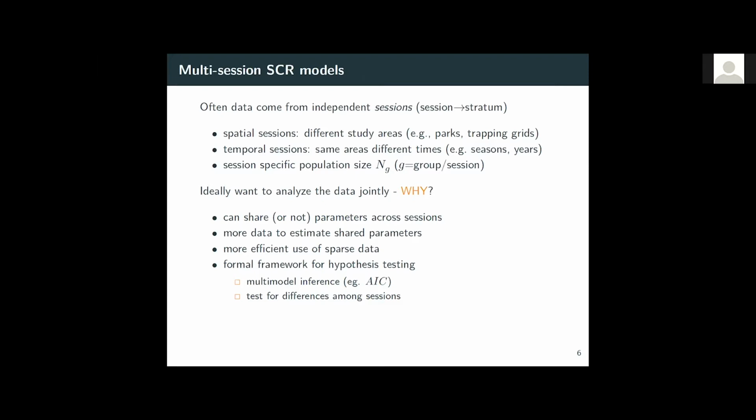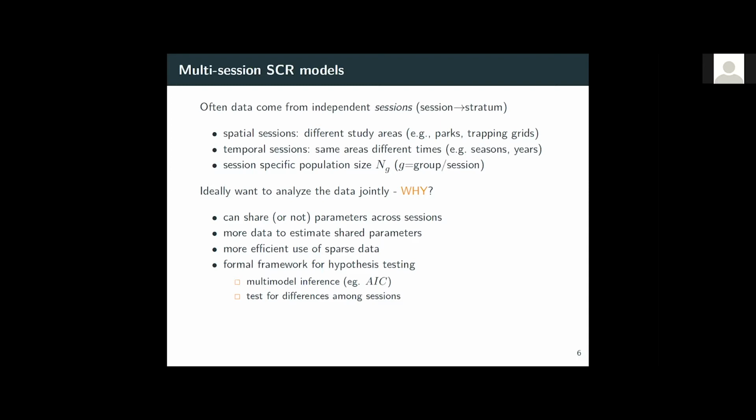The next question is, why should we think about doing that? Why do we want to analyze all of these multi-session data sets together? Well, there's a few reasons. First, we can start to share parameters across sessions, so we don't necessarily have to treat those as independent. Maybe we can make a reasonable assumption that space use for the species is fairly constant across space. So by setting sigma to be constant across space, we are able to effectively pool data to start getting better estimates of shared parameters. And we can think of that as being a more efficient use of sparse data.